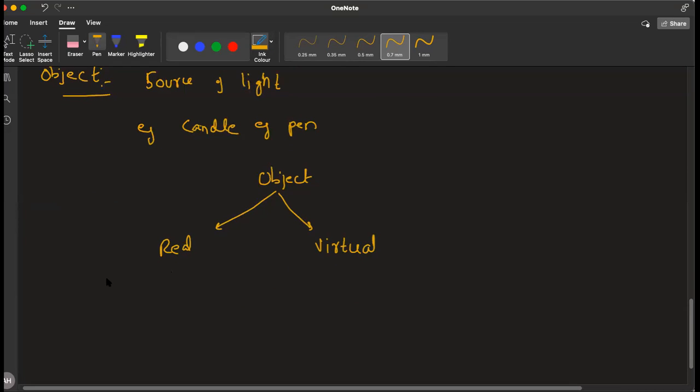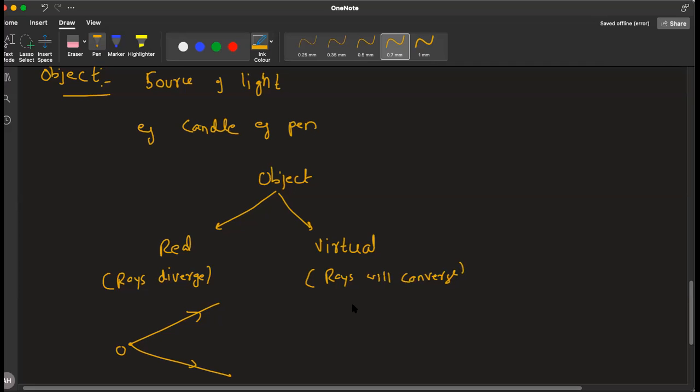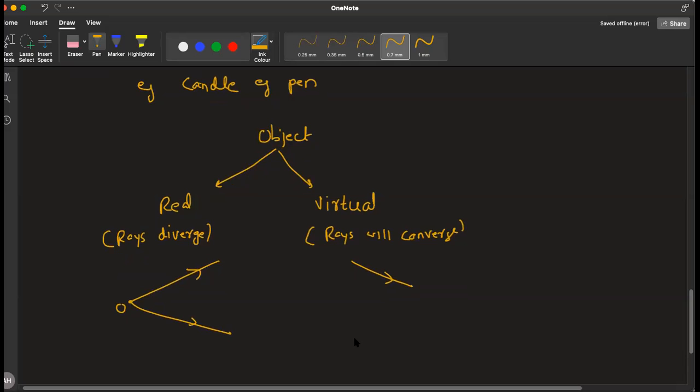The real object means rays diverge from a real object. If you have a real object, then rays will diverge from it. If you have a virtual object, then the rays will, see, this is your real object. The rays are diverging from this object. But for a virtual object, the rays will converge. So your rays will converge on a virtual object and the rays will diverge from a real object.